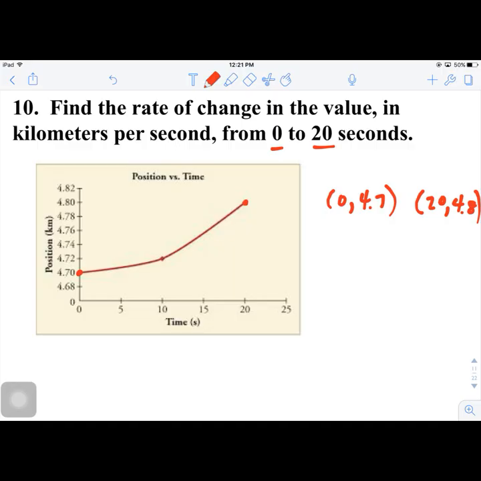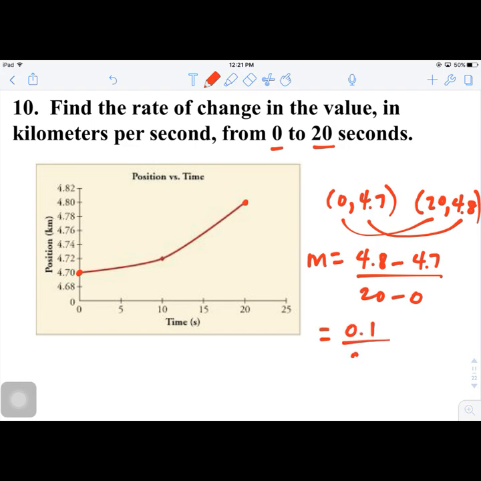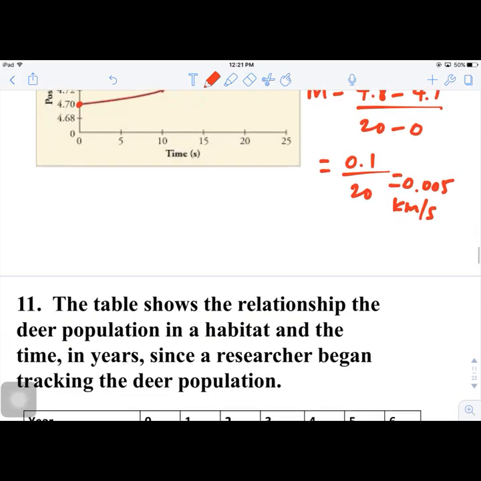And so using the slope formula, that's going to be y2 minus y1. That's 4.8 minus 4.7 over x2 minus x1. That's 20 minus 0. That gives us a rate of 0.1 over 20, which is exactly 0.005, and the unit is kilometers per second. And that's the end of number 10.